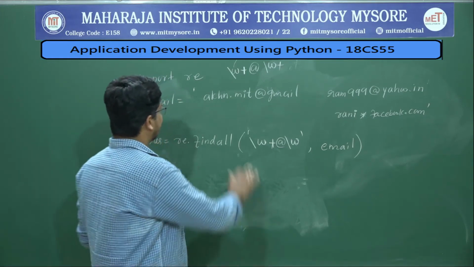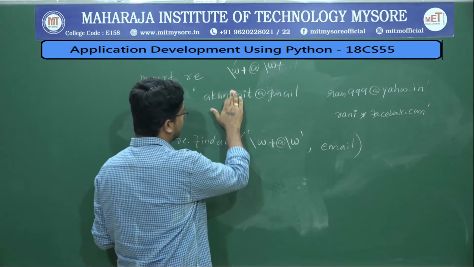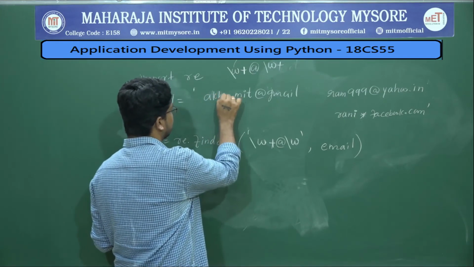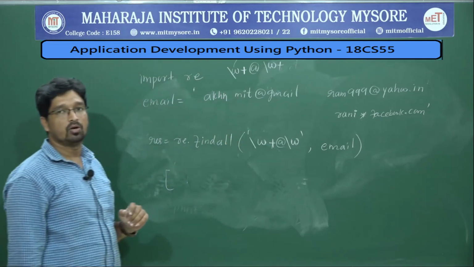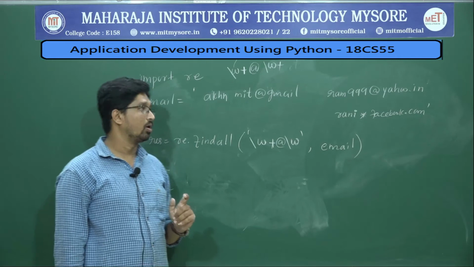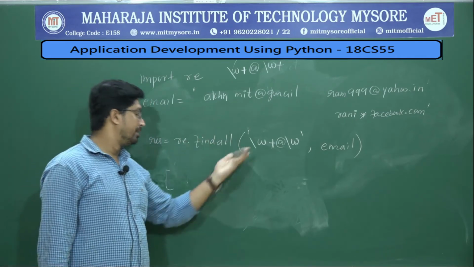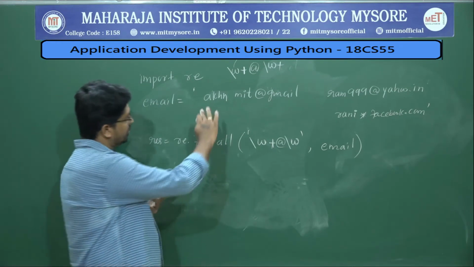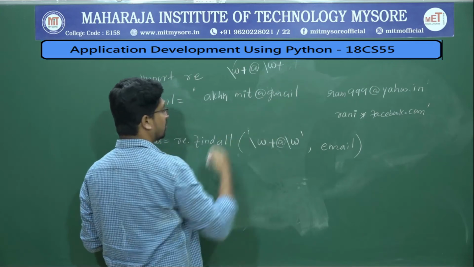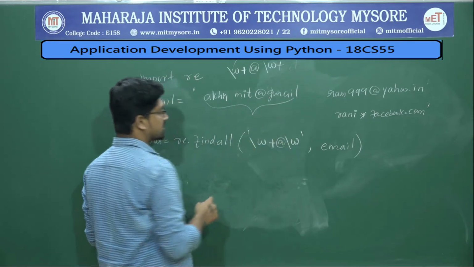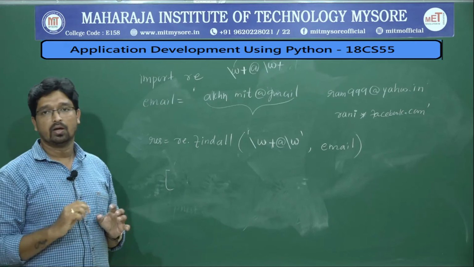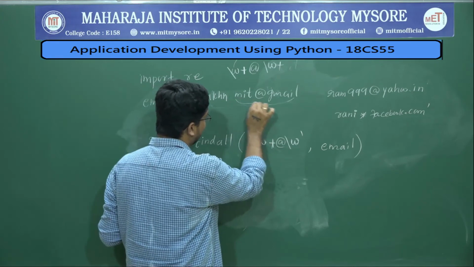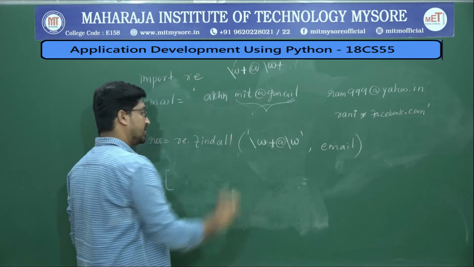Okay, let us modify the input. If I write like this, akhn space mit@gmail.com, how will this regular expression work now? What is the output? Whether akhn space mit@gmail.com is considered as the first valid email ID? No, it is not a valid email ID now. So Python will consider only mit@gmail.com as an email ID.